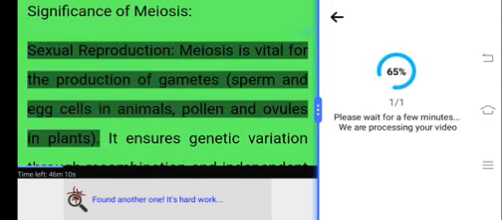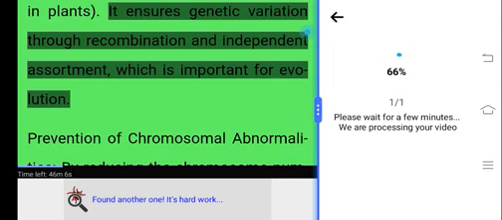Significance of meiosis. Sexual reproduction. Meiosis is vital for the production of gametes, sperm and egg cells in animals, pollen and ovules in plants. It ensures genetic variation through recombination and independent assortment, which is important for evolution.